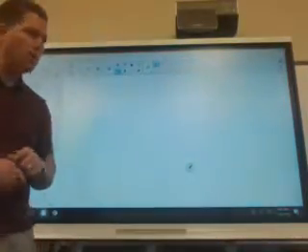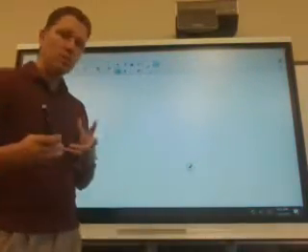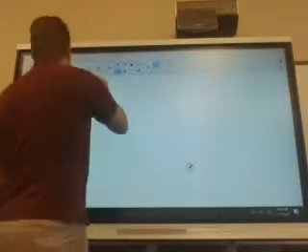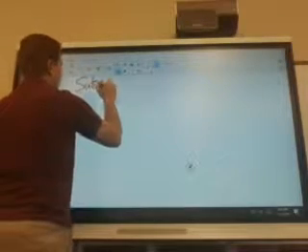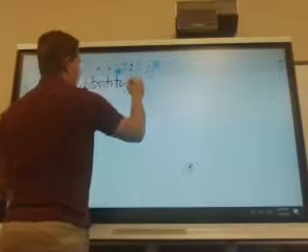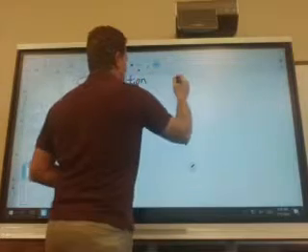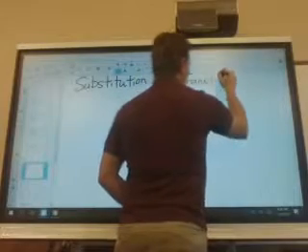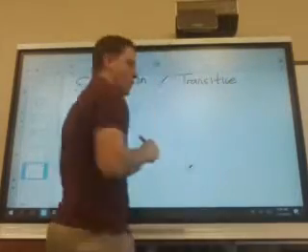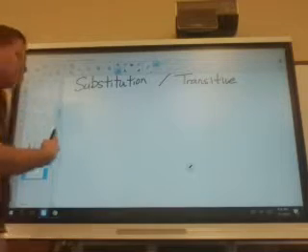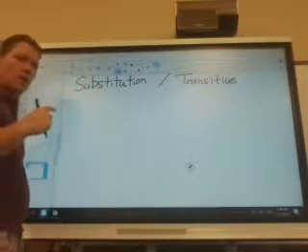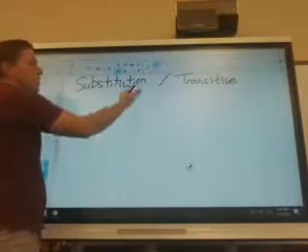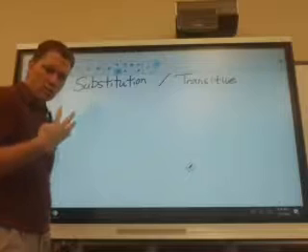Okay. There's two properties that are very similar to each other and sometimes get confused, and they're the substitution property and the transitive property. Now the substitution property and transitive property are very similar in that they're both about taking something out and putting something else in, right? Which is kind of our substitution in general, okay?